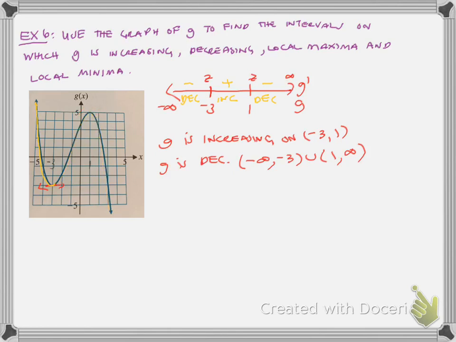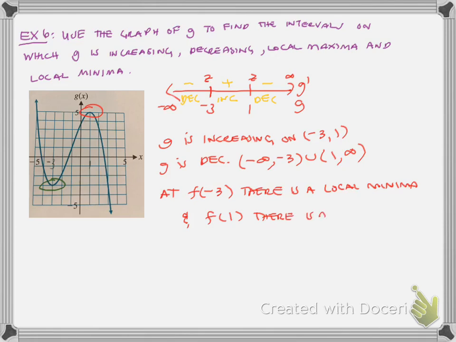And then let's see, what about local max and local min? So let me erase all this now. You should recognize that there we have a local max and a local min. And so we would say at f of -3, now, because I didn't ask you to give me a certain interval where the local max or min is, you can just give me the value. So f of -3 is a local minimum, and f of 1 is a local maximum. All right, and we are done with this problem.